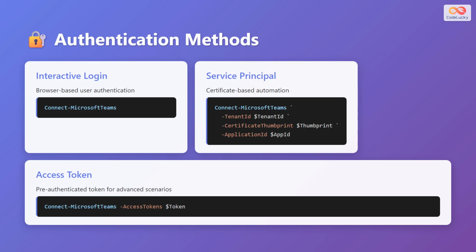For automation scenarios where you need unattended script execution, use service principal authentication with certificates. This requires specifying the tenant ID, certificate thumbprint, and application ID parameters. This method is ideal for scheduled tasks and automation workflows that run without user intervention.